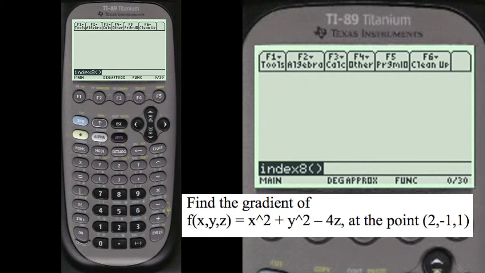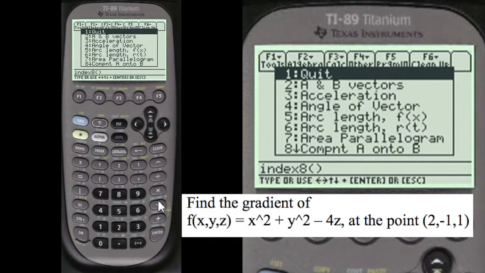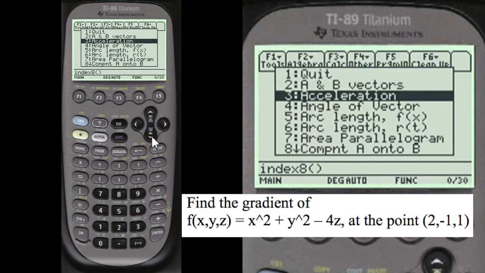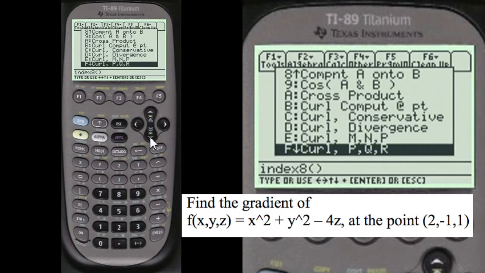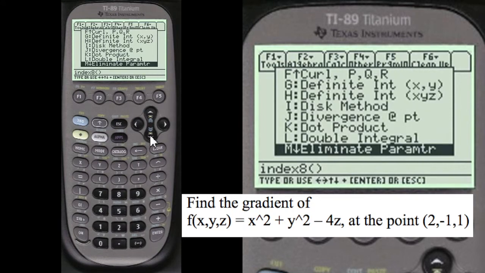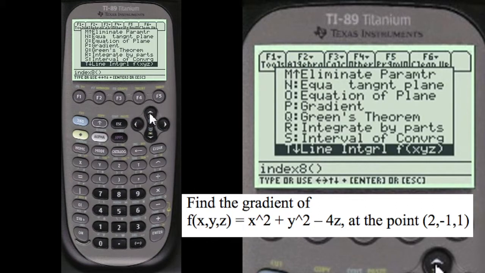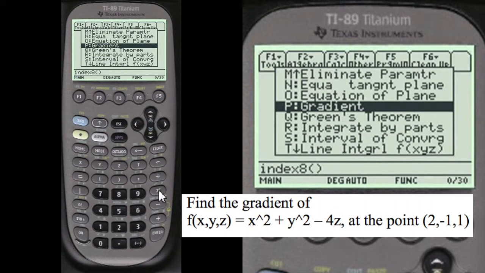I'm going to do a gradient problem with three variables this time. Index 8 to get to my menu. I'm going to scroll down to gradient. You can press second and the cursor here to go page by page. And here we are right above Green's theorem.